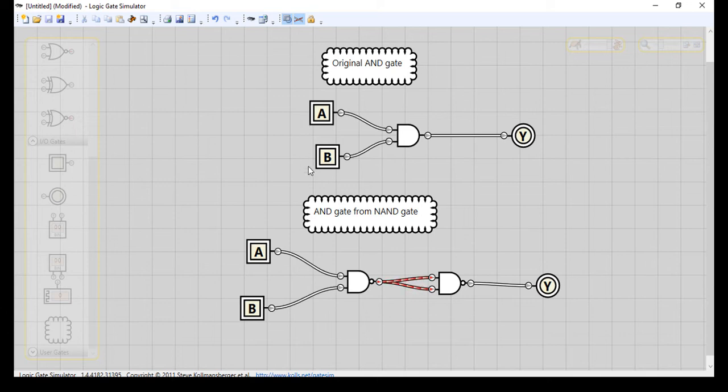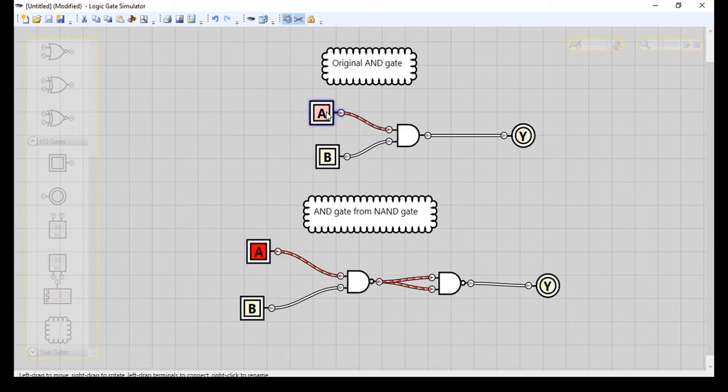Here you can see both the value of A and B are 0 in both cases, and the output is also 0 here. Now I will make the value of A as high, that means 1. A is high here. In both the cases you can see the output is still 0.